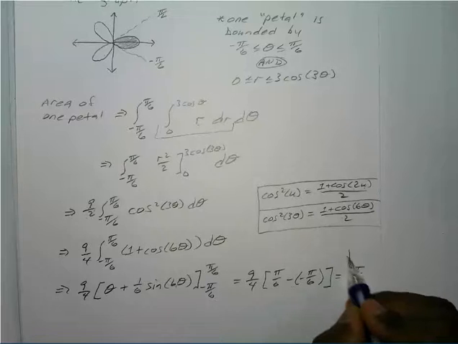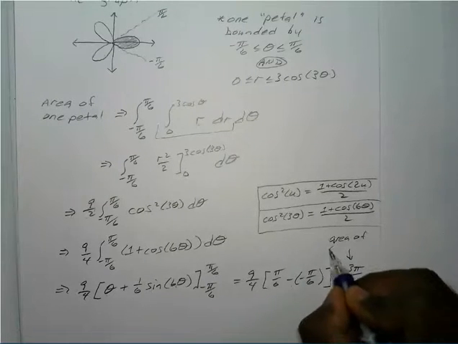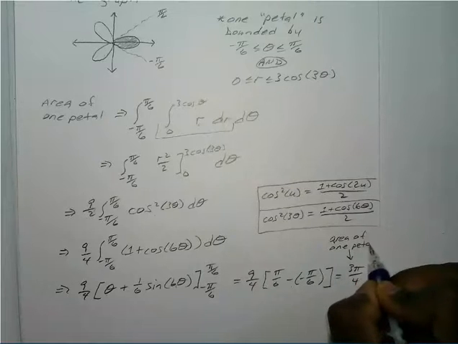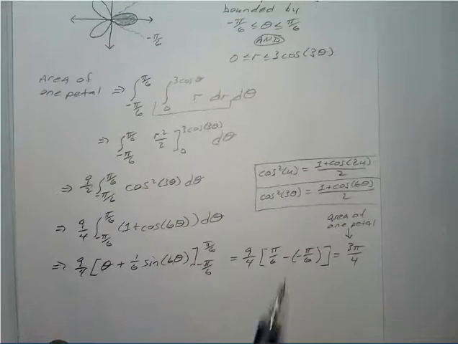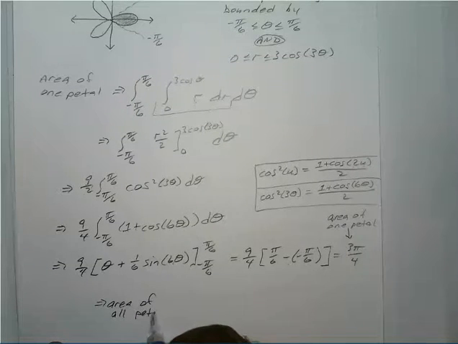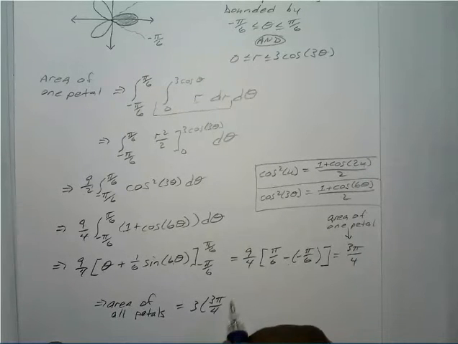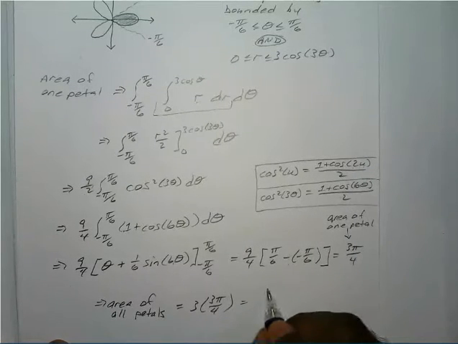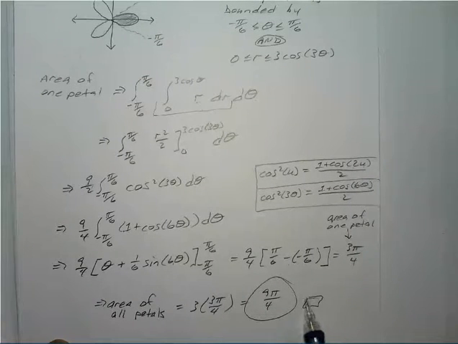Now this is just the area of one petal. Remember that. So to find the area of the entire graph, we just have to multiply that by 3. Area of all petals, that's just 3 times 3 pi over 4, which is 9 pi over 4. Okay, so that's our overall answer there.